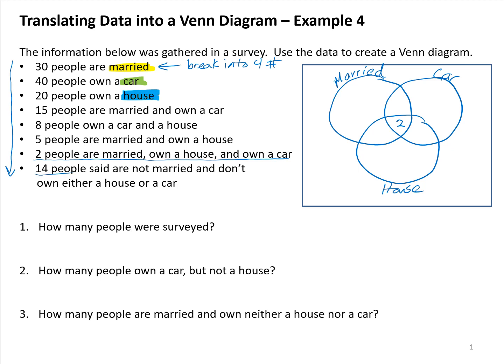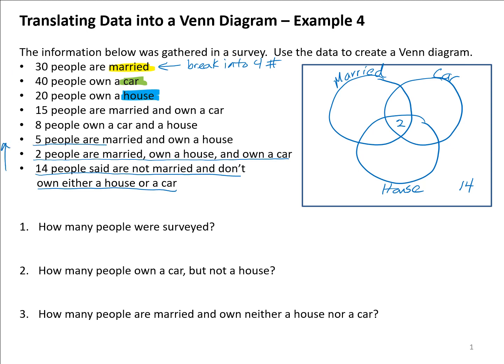And then the last piece of information is also very specific. 14 people said they're not married, don't own either a house or a car. So those 14 people would be in neither of these sets. They would be totally on the outside. 14 people on the outside of the entire circle. All right, so sometimes it pays to start at the most detailed, and then we're going to work our way back up to the least detailed, which was 30 people are married. So let's work our way back up.